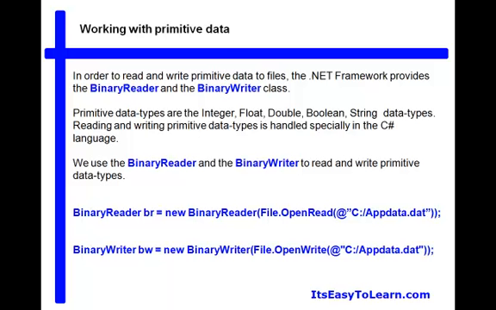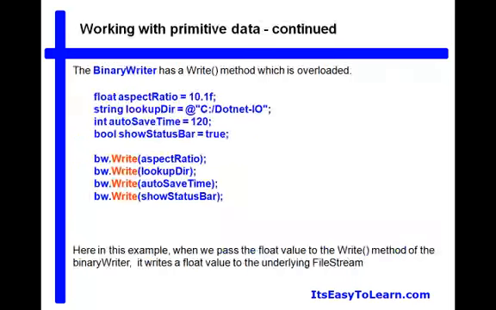You can create a binary reader and a binary writer using the file stream. Once you have a binary writer, if you want to write primitive data, we just call the write method and we pass in different primitive data. The write method is overloaded for a float, for a string, for int, for a boolean, etc.